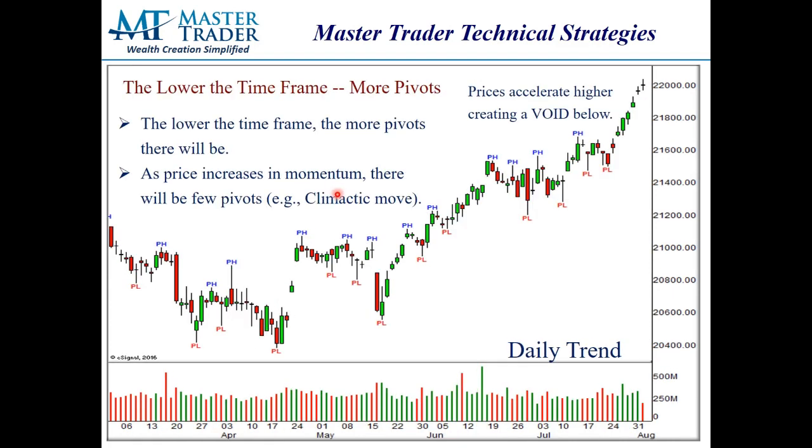So here's a lower time frame. Here's the daily chart, and now we can see more pivots. As the price increases in momentum, there's going to be fewer pivots, which could be a climactic type of move. In here, in the daily time frame, I can see that there was more consolidation, more uncertainty, more pivots. They're opposing each other. You have candles overlapping. And then there was this break to the downside that immediately reverses back up again.